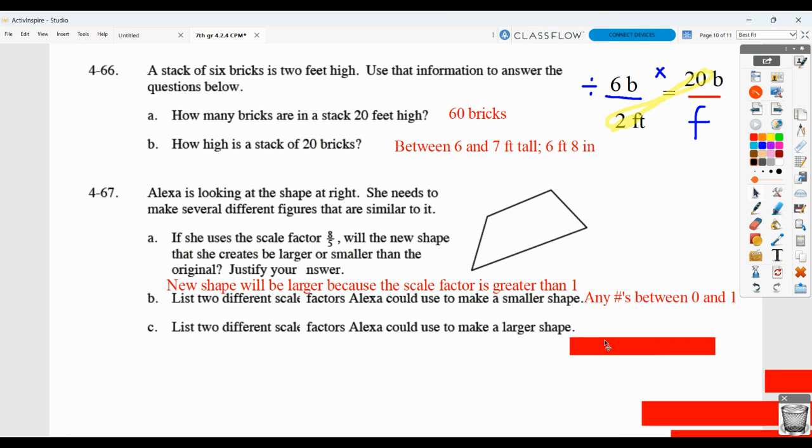2 different scale factors she could use to make a larger shape. Again, don't put any numbers greater than 1. Give me some values greater than 1. So 1.5 or 3 or 8/5. We already talked about making it larger.